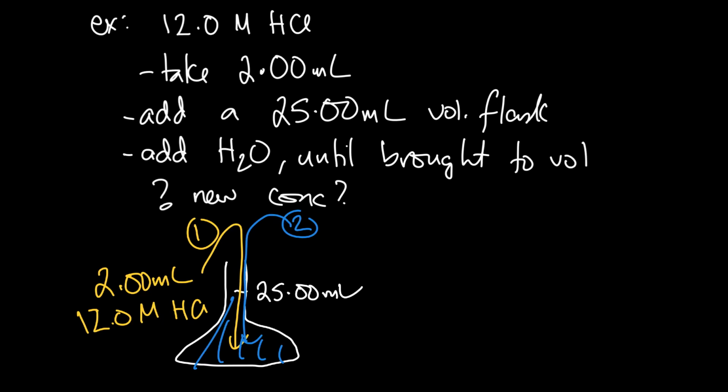So let's identify the parameters here. V1 is the initial volume. That's the amount of acid that we dilute. It's not the total amount of acid in the bottle, it's the total amount of acid that we have taken and extracted, and we're going to add water to. The 12 molar, that is the original concentration of the acid we've taken. Okay, now 25 milliliters is our final volume. And the question is, what is our new concentration?